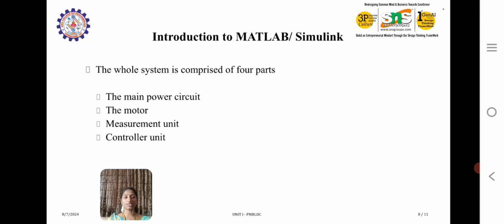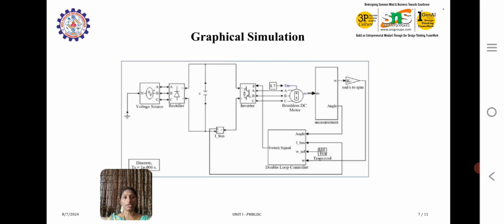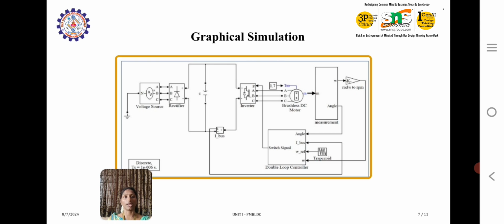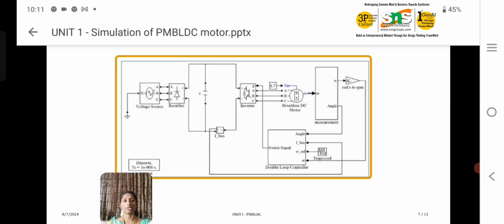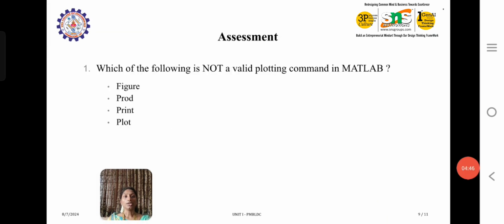The whole system is comprised of 4 units: the main power circuit unit, motor unit, measurement unit and control unit. Here the power circuit unit is the voltage source, the control unit is the double loop controller, and in the measuring unit we have to measure all the currents and the angle value. So this is the measurement unit. This is the supply unit, and we have a motor unit along with the controller.